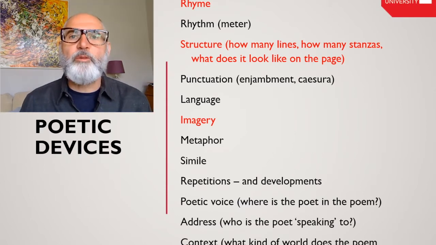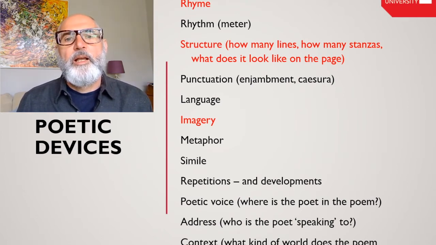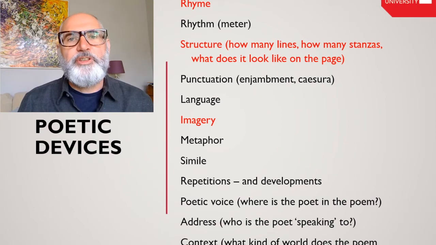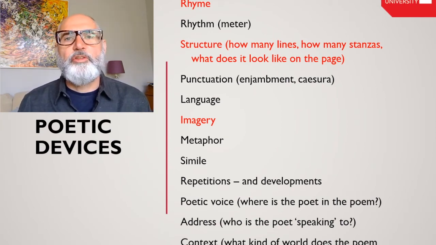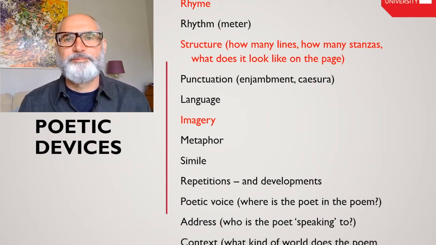We need to think about language. Poems are made of language. They're made of words. How does the poet use words? So think carefully about the choice of words. Words create images. So imagery is really important in poetry. And we'll talk about how imagery, metaphor, simile, these things all work together. But these are all important in creating the effect that I was talking about earlier, the way that we are emotionally manipulated, if you like, by the poet.